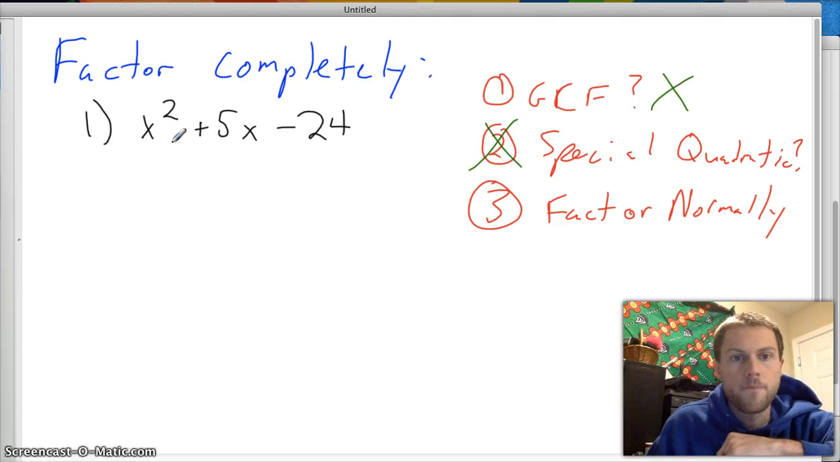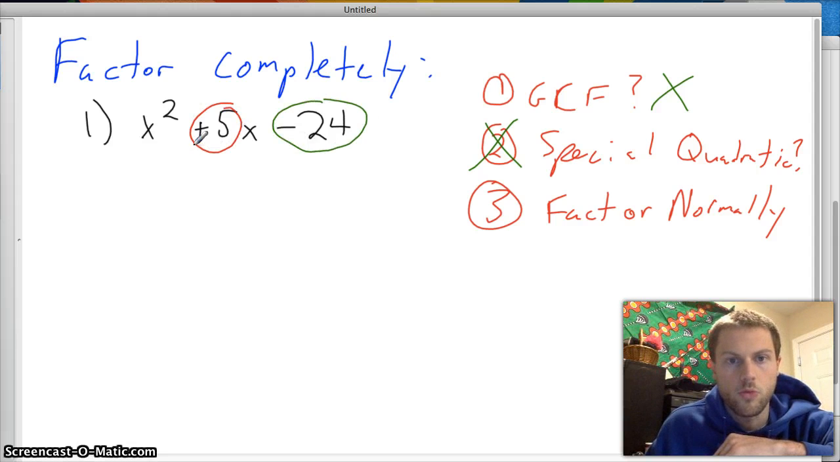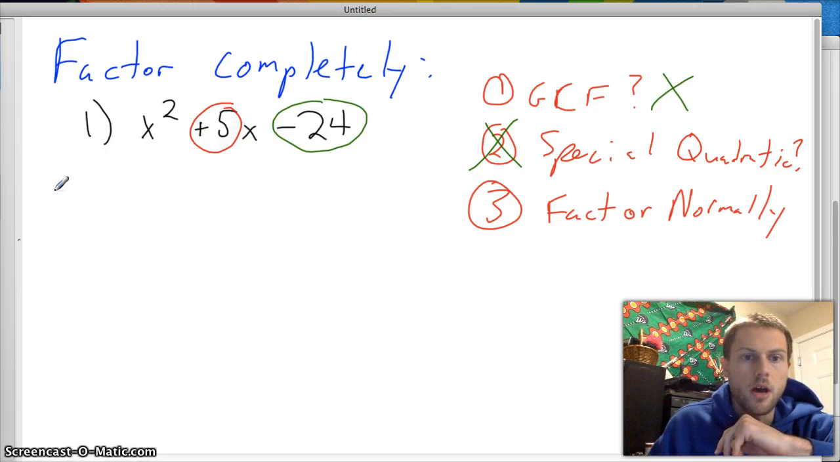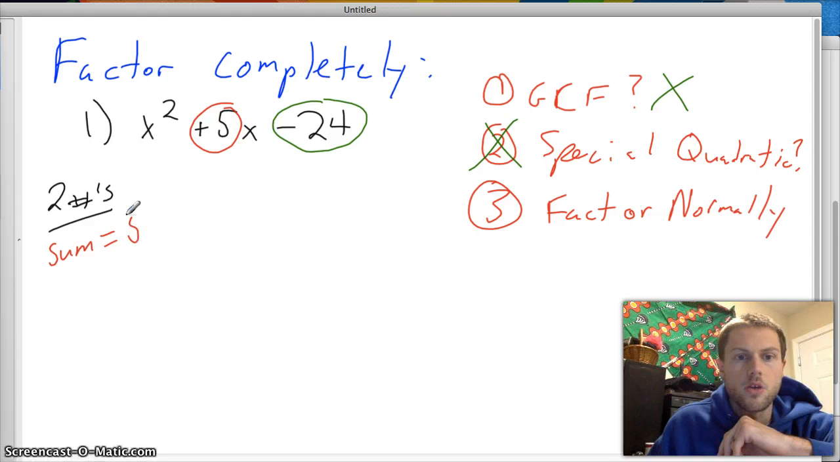So to do that, our A term is equal to 1, so that's nice. We want to look at the B term, and we want to look at the C term. Notice I circled the positive and the negative sign in here too. And we're going to play that game called Guess My Nums, and we're looking for two numbers. And the hints come from this B term and C term. The B term tells us that the sum of these two numbers is going to equal 5, and the product of these two numbers is going to equal negative 24.